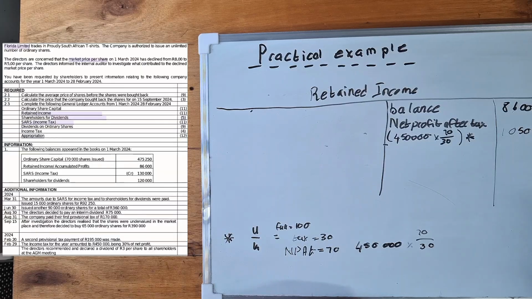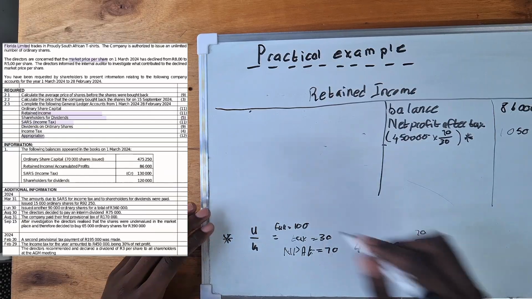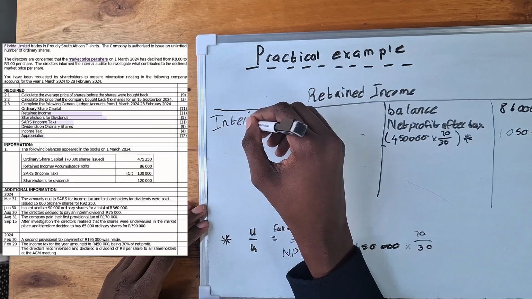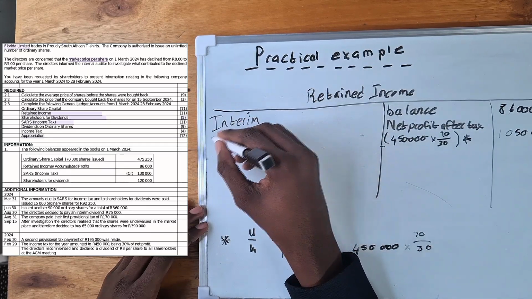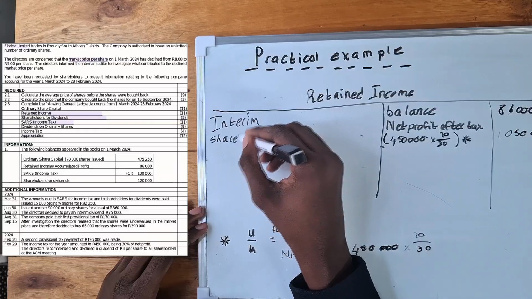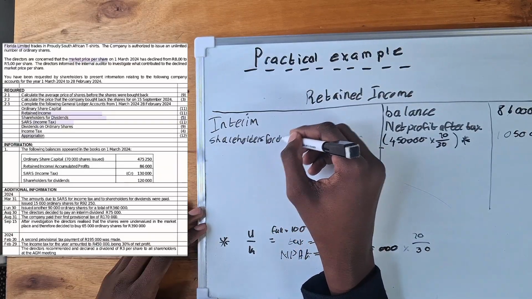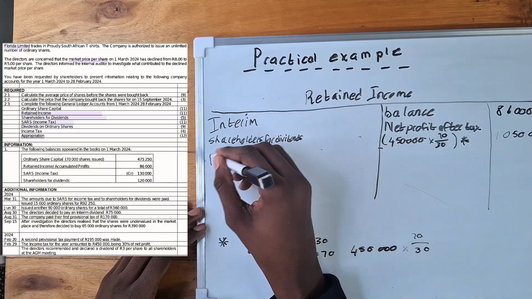Now I hope you guys are doing this with me. You can't just binge watch this like it's a Netflix show. I hope that you are actively participating, right? Then here we know that we're supposed to give our interim, our shareholders for dividends, and our repurchases, right?